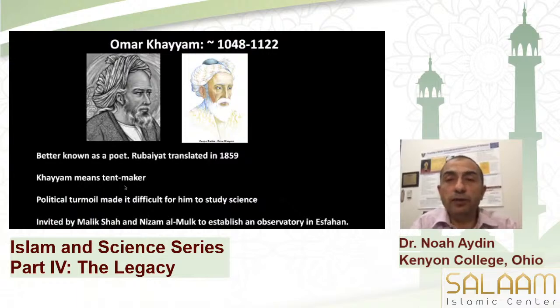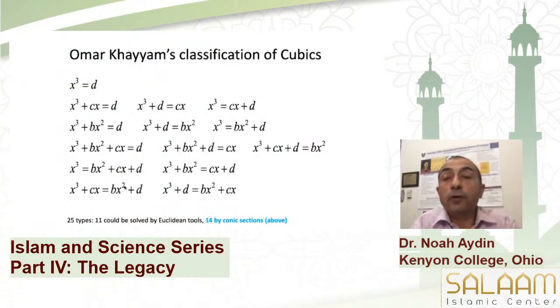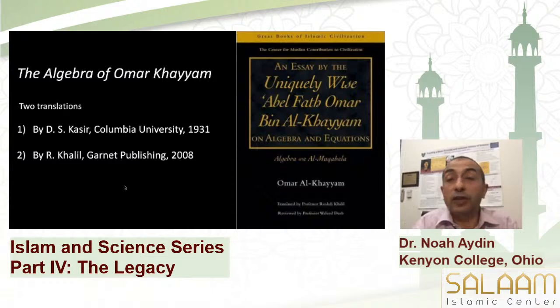Another important Islamic mathematician who worked on algebra was Ömer Khayyam. Ömer Khayyam is better known as a poet, right? I mean, you might have heard of him as a poet, but he was also a first-class mathematician who contributed to astronomy and geometry and algebra. In particular, he worked on cubic equations. Just like al-Khwarizmi classified quadratic equations and showed how to solve them, Ömer Khayyam classified cubic equations and showed how to solve them. His book on algebra is available in English translation, and we have two different translations of it.